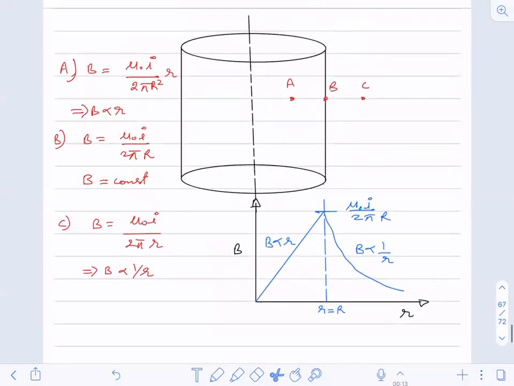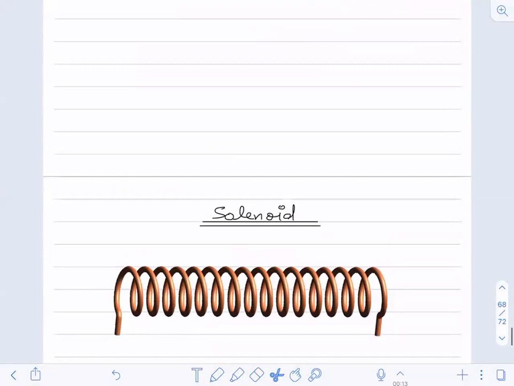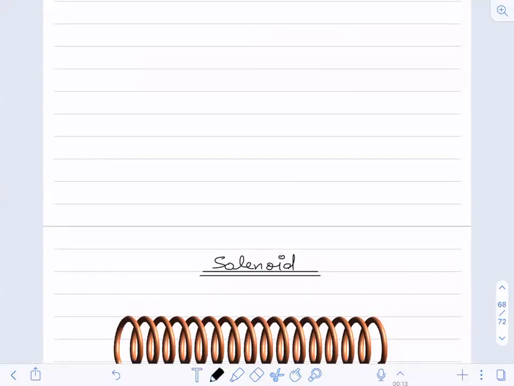Okay, so if you have understood this, let us start with the new topic, which is solenoid. This is the second application of Ampere's circuital law. That was the first application. This is the second application that we are going to study with the solenoid.